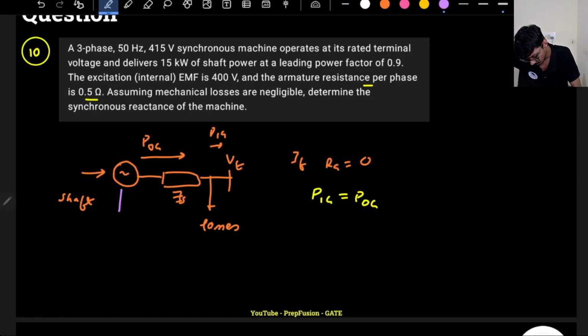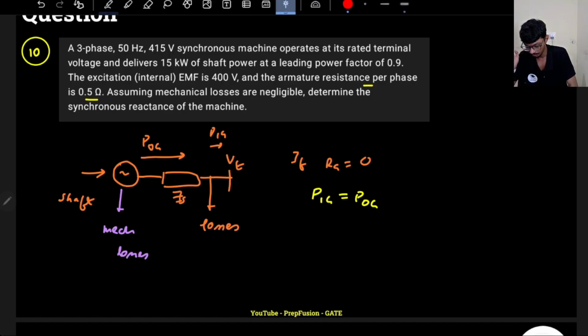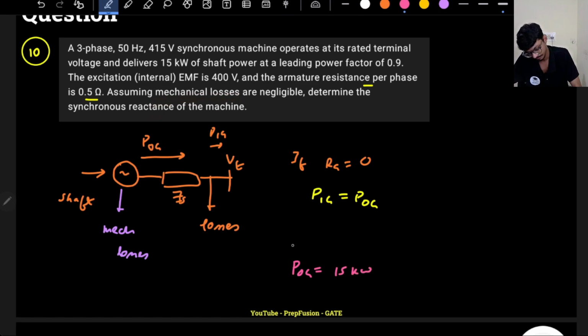One more thing, mechanical losses are 0. This is known as the mechanical losses, where the shaft input goes, and due to mechanical losses the overall power that I get from the generator is not the same. But here they have already told me to neglect the mechanical losses, so POG will be the same as the shaft power. So in the question they have indirectly given me POG. POG is given as 15 kilowatts, and it is operating at leading power factor, so cos theta is 0.9 lead.